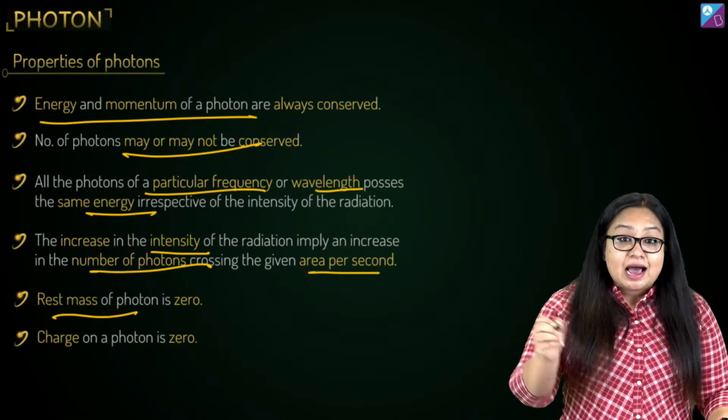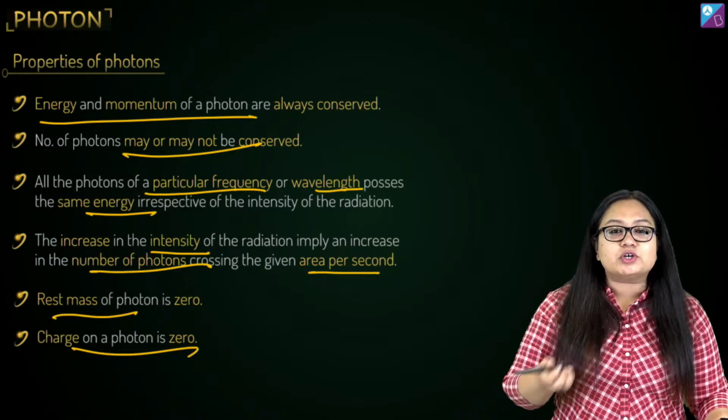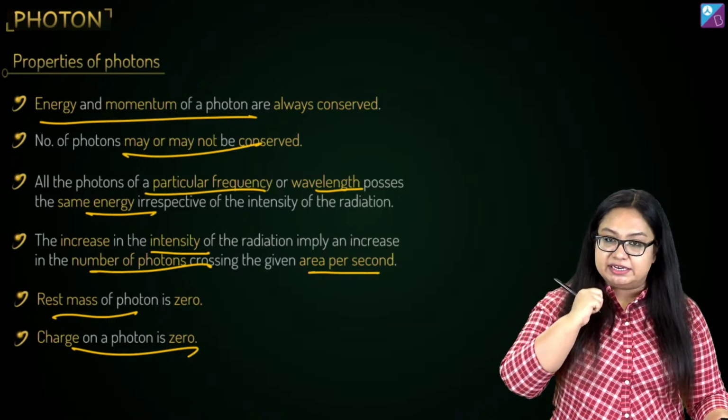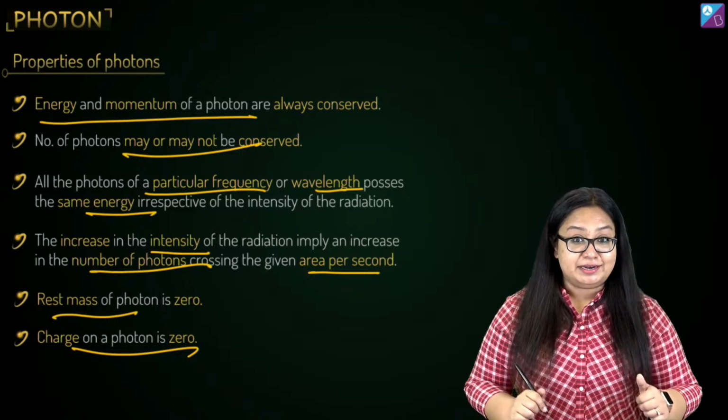So, last but not the least, property: charge of a photon is 0. Of course, a photon does not have any mass, does not have any charge. It just has energy.